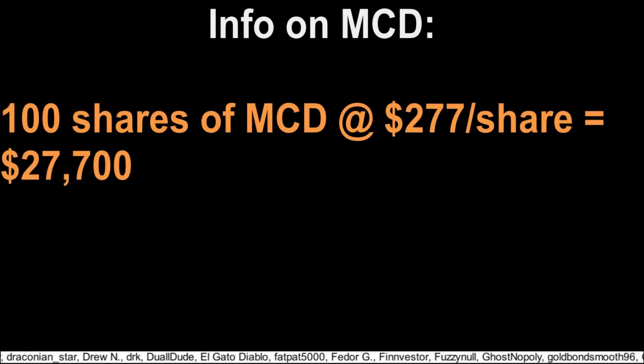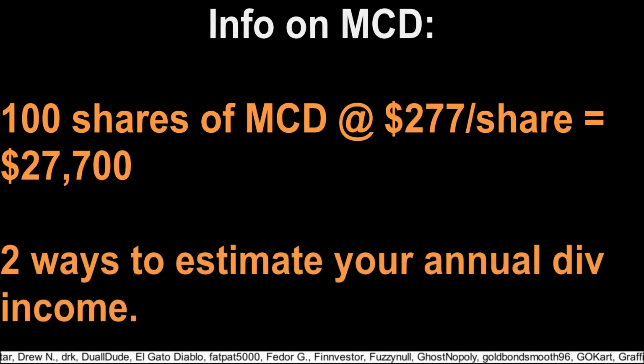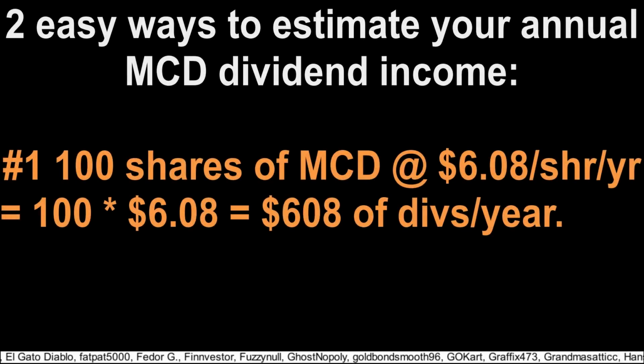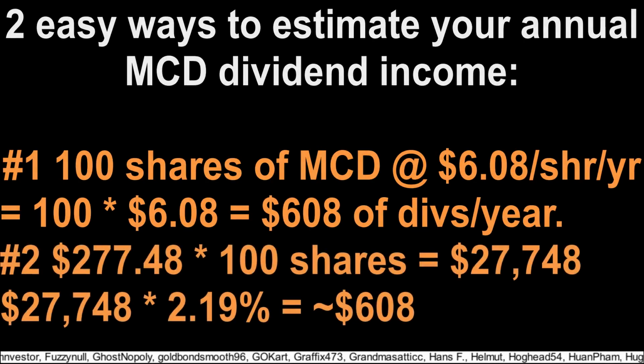If you wanted to know how much dividends you'd be getting per year, then there are 2 easy ways to estimate that. Number 1 is to take your 100 shares and multiply them by the $6.08 per share payout, which means you'd get $608 a year in dividends. Or number 2, you take your position size of $27,700 and multiply it by the current dividend yield, which is 2.19%, and you'd also get to that $608 per year.